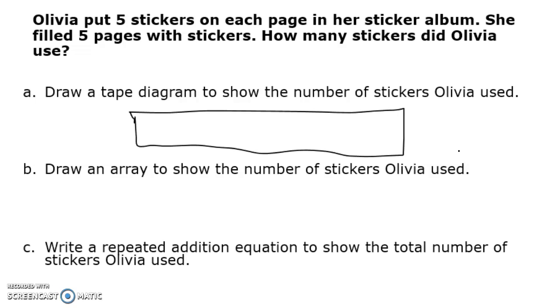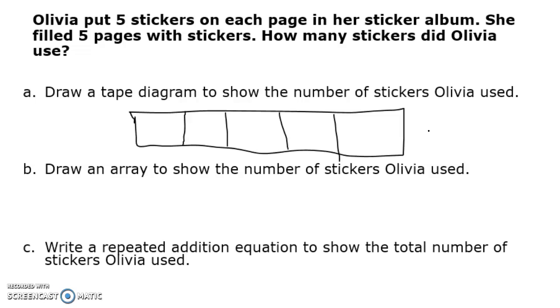Okay, if you said that we are to separate this tape diagram into 5 sections, then you are correct. Each section represents each page in Olivia's album. 1, 2, 3, 4, 5.